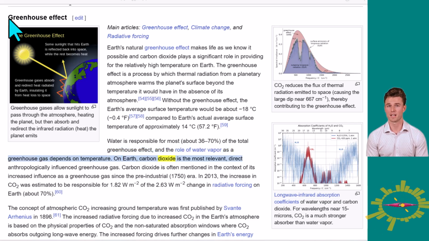On Earth, carbon dioxide is the most relevant, direct anthropogenically influenced greenhouse gas. Carbon dioxide is often mentioned in the context of its increased influence as a greenhouse gas since the pre-industrial, 1750, era. In 2013, the increase in CO2 was estimated to be responsible for 1.82 Wm-2 of the 2.63 Wm-2 change in radiative forcing on Earth, about 70%.